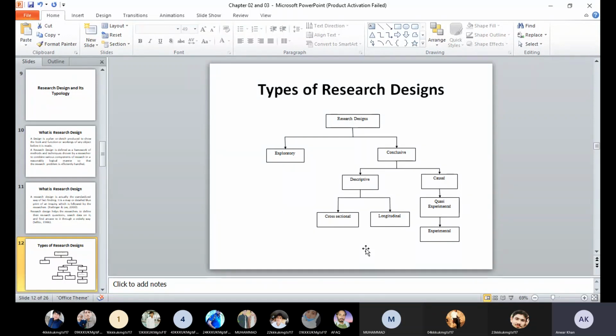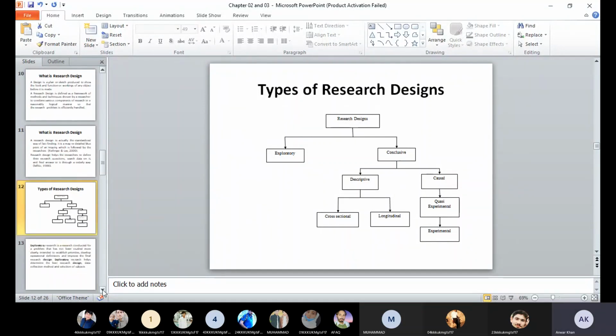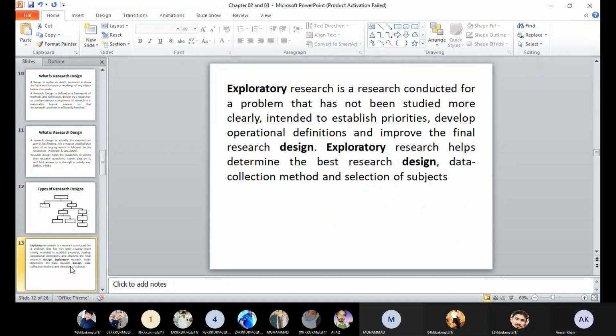The causal actually means cause and effect. A is causing changes in B, that is called cause and effect. So causal research is that research which helps to understand the causal relationship between two or more variables. It is mostly the experimental research, but we also have a quasi-experimental research. So we will discuss these types one by one.